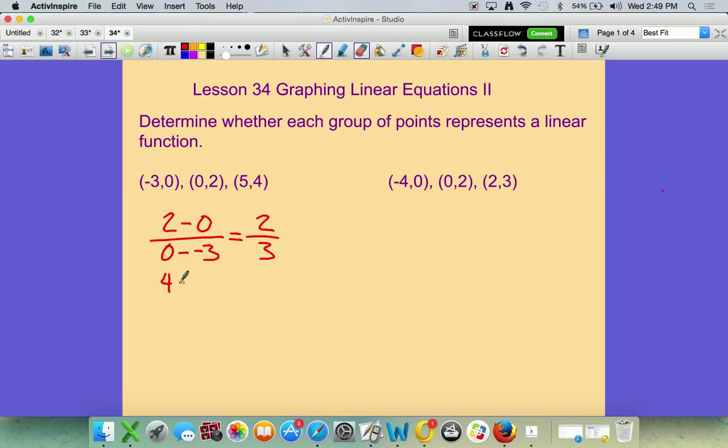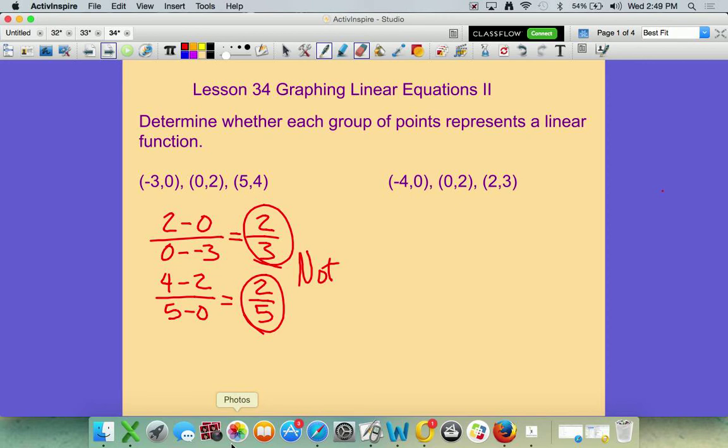We've got 4 minus 2 over 5 minus 0, 2 over 5. Slopes are different. Because the slopes are different, these are not on the same line. As soon as you do that, yes, I could have done the first one and the third one. If I did that, we'd have 4 minus 0 and 5 minus negative 3, 4 over 8, which gets down to 1/2. None of those match up. So even though it was really close on the graph, you do have to do some actual math here to see if they actually are or not.